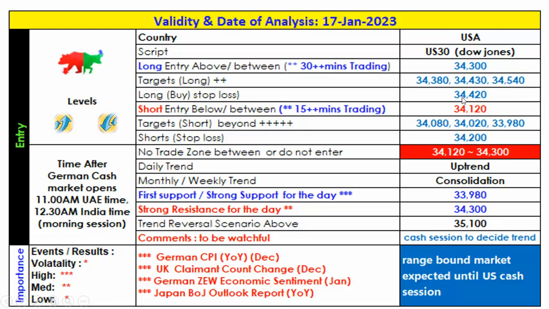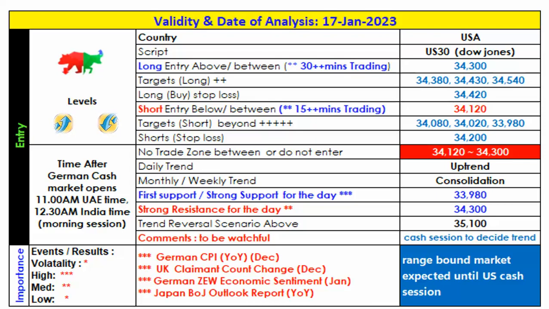Short entries are only recommended below 34,100, because before that it can make immediate reversals. Sentiments will still be bullish. You can make it reverse. The targets after 34,120 can be 34,080, 34,020 and 33,980. 33,980 is going to be a very strong support for the day. So 33,800 is a strong support. Let's hope it doesn't go in such a manner. And short stop losses can be 34,200. The no trade zone is between 34,120 and 34,300.